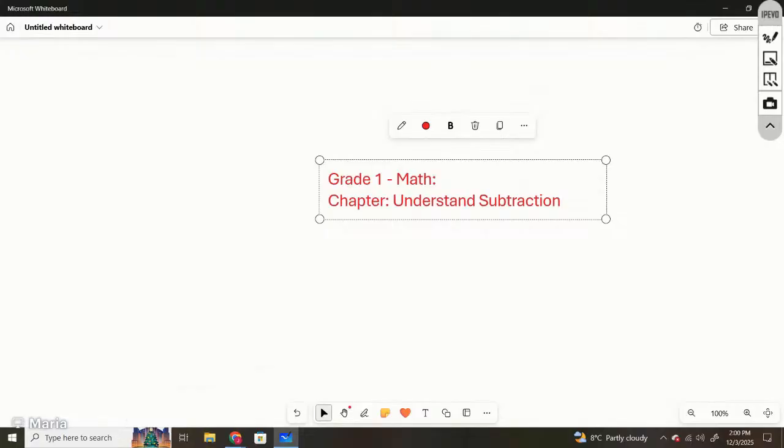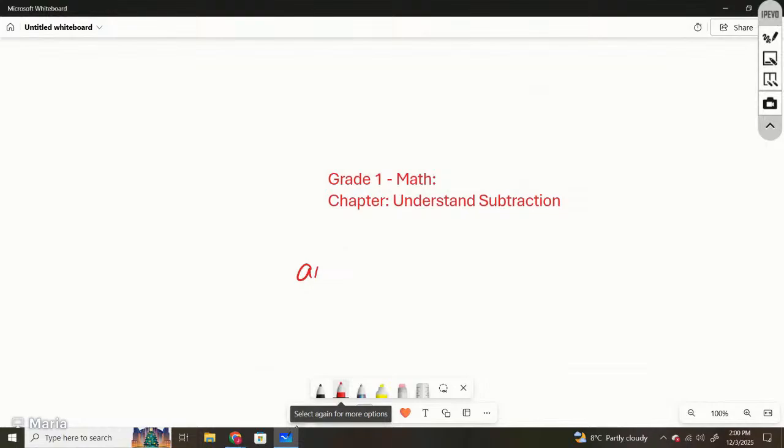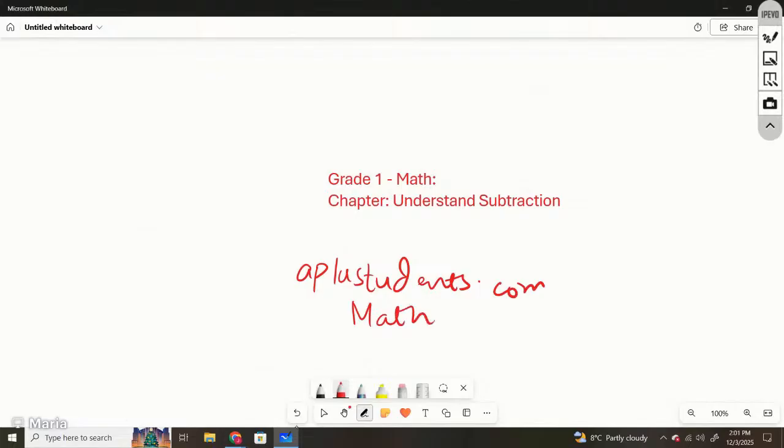We are here for grade 1 math. You can find all the lessons on apstudents.com. You have to log in there using your email address and password as provided by the administrator. Then you have to select math from the subject tab, scroll down to grade 1 math, and then click on view all lessons. There you can find a list of the chapters.